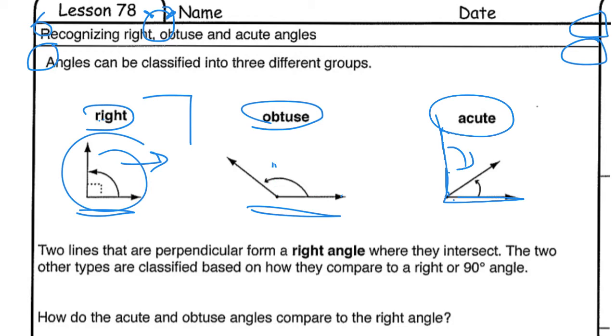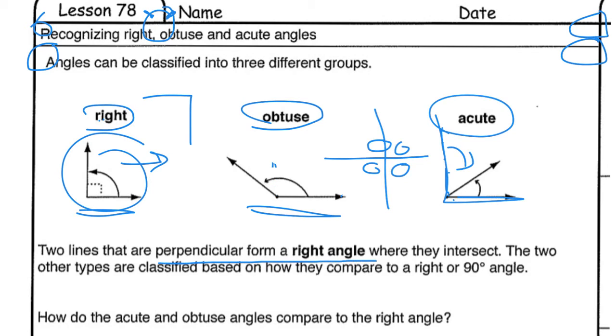Obtuse angle, the letter O is the first letter in the word open, and obtuse angles are a little bit more open than right angles. So maybe that'll help you, okay? Lines that are, it says down here, lines that are perpendicular form a right angle where they intersect. So this line and this line are perpendicular to each other. That means that we have 4 right angles right in there, okay?